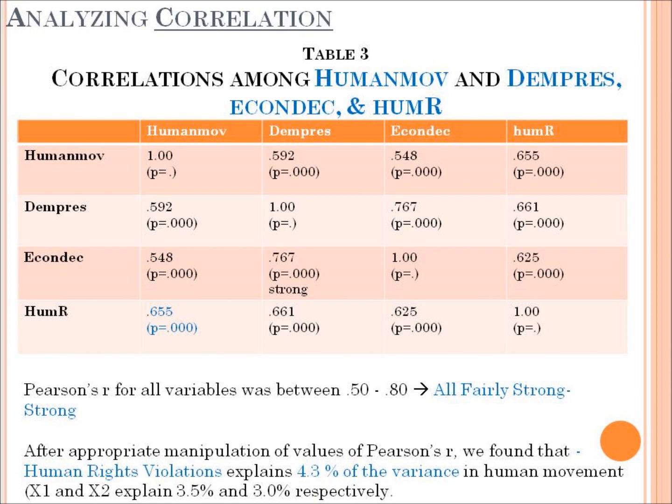The scores of Pearson's R ranged from 0.50 to 0.80, which meant that relationships between variables were either fairly strong or strong. In terms of human movement, our dependent variable, it has the strongest Pearson's R value with HUM-R. When squaring Pearson's R, we find that human rights also explains 4.3% of the variation in the human movement index, whereas demographic pressure and economic decline explain 3.5 and 3.0%.